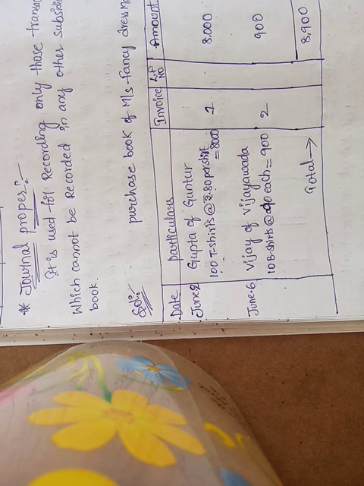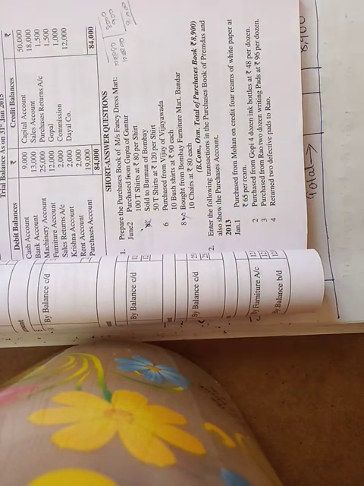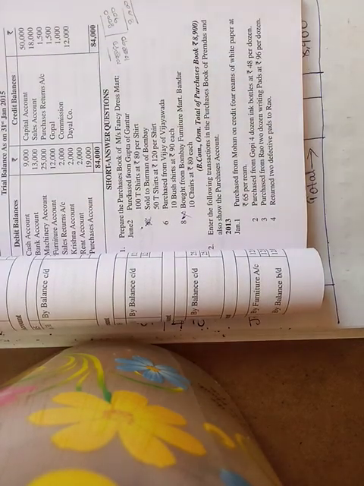See the next problem. Enter the following transactions in the books of Premdas. Also show the purchase account.